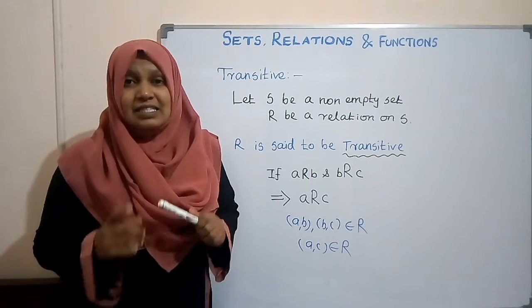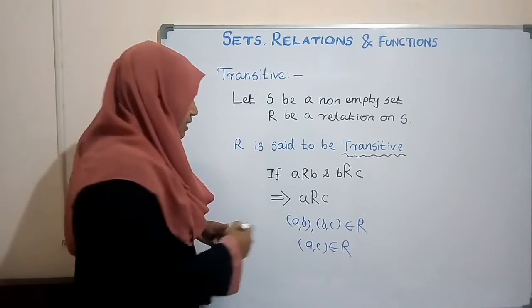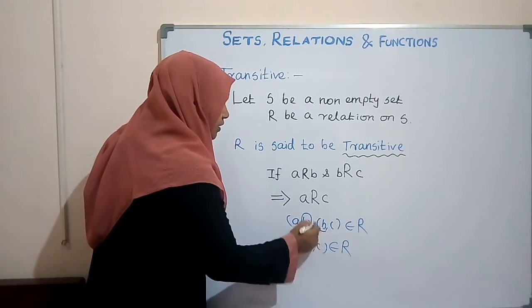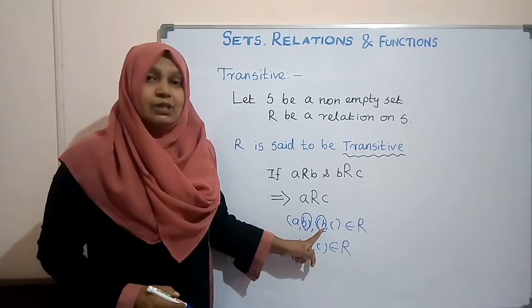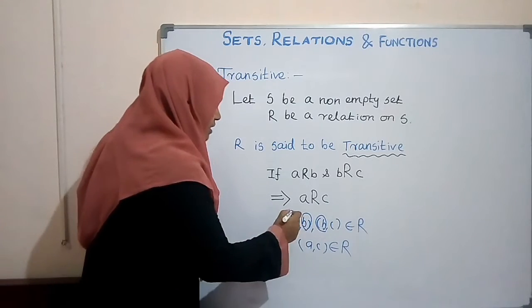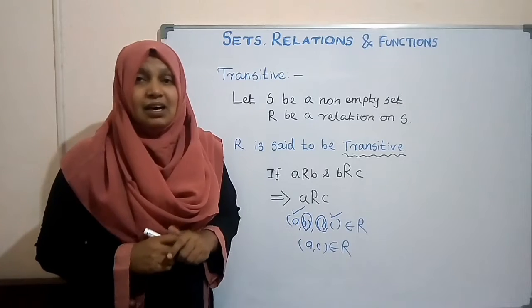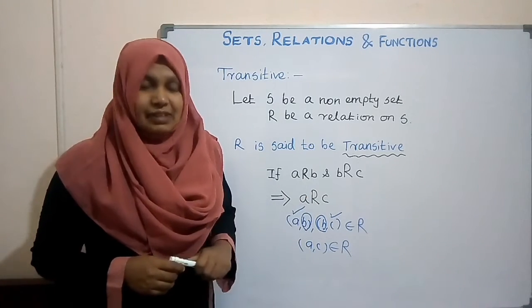If R is transitive, means the third element A comma C. How are we getting this A comma C? See, A comma B, and here also B. See, here the first element is ending with B, but the second one is starting with B. Okay, then we need this A comma C also should be there in this relation R. Then we can say that this R is a transitive relation.